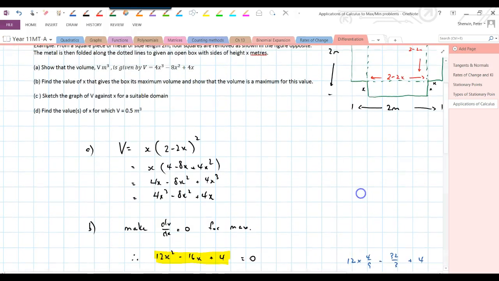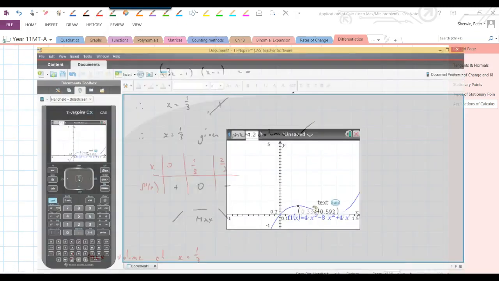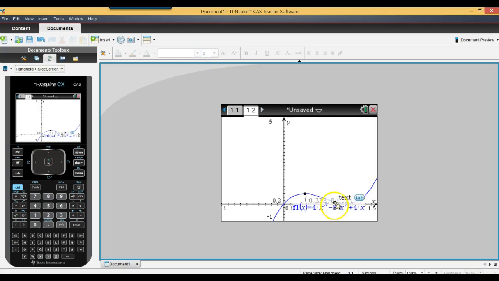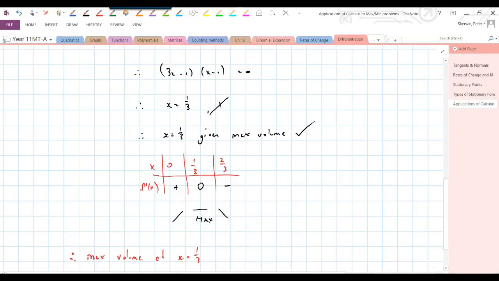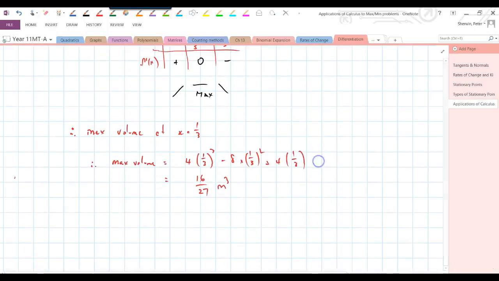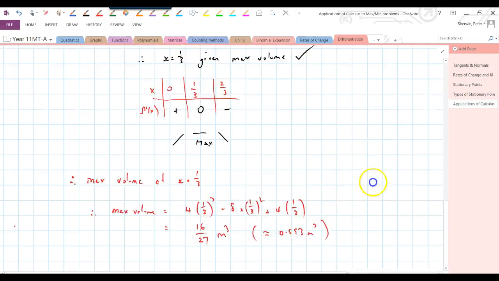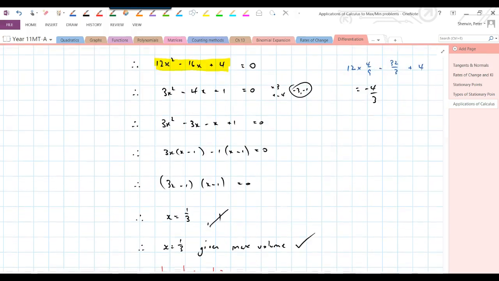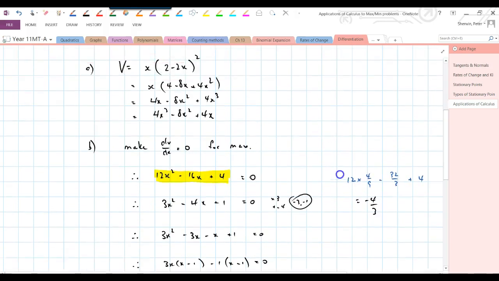And so we take our little 1/3 of a meter out from the corners there. We could see this on our calculator. 0.593 is 16 over 27. You can see that there is our max point when we go searching for that, which is approximately 0.593 meters cubed.